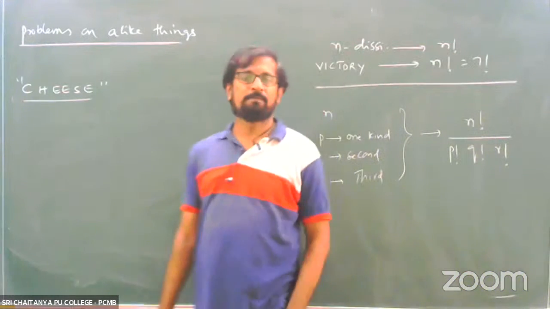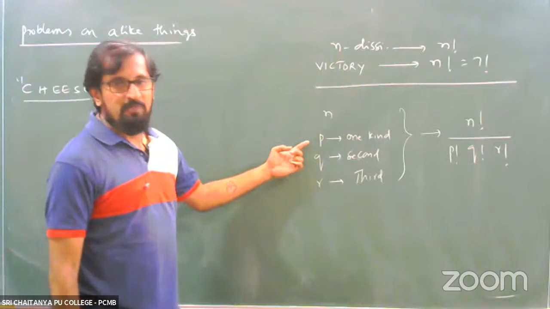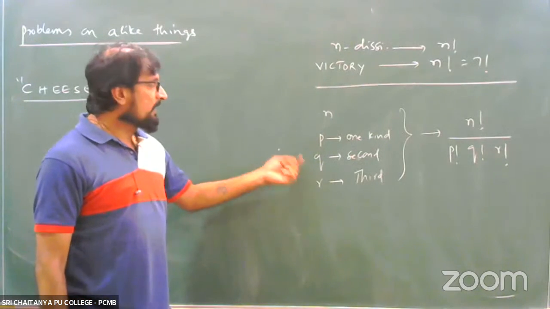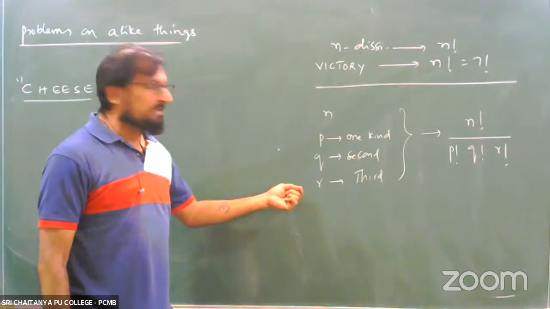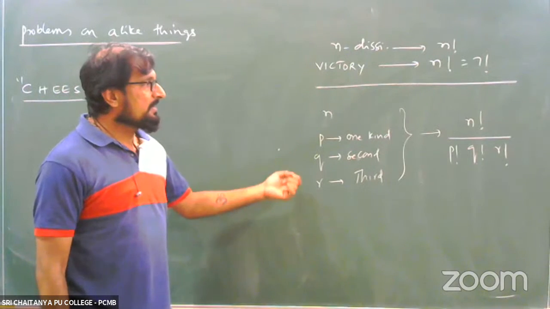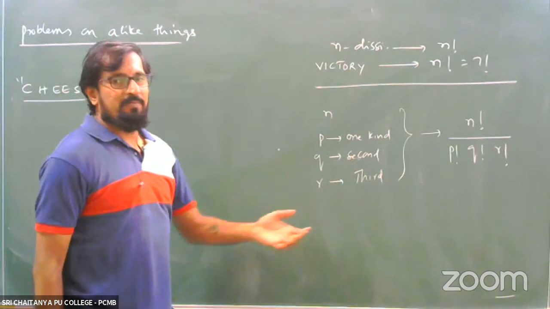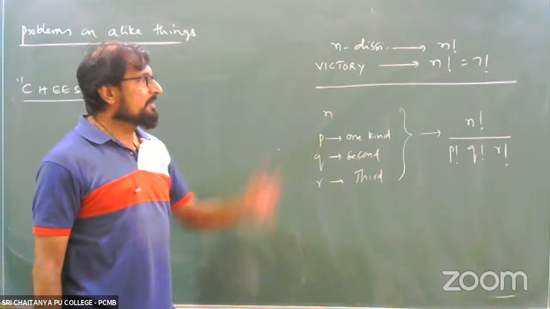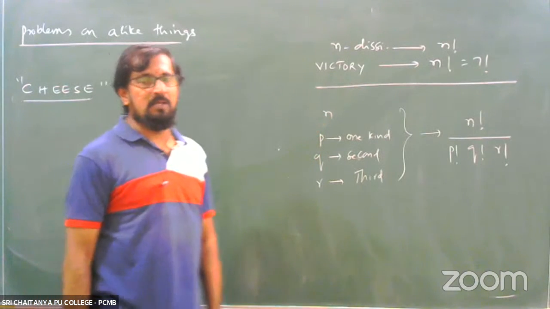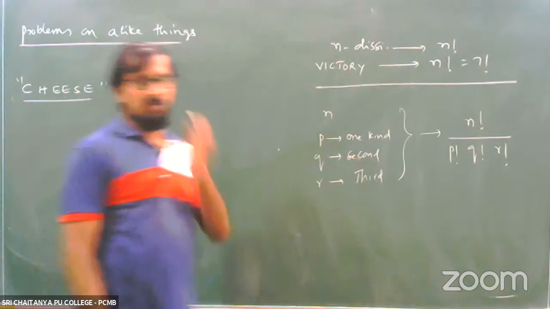Among n things, if p things are of one kind, q things are of second kind, r things are of third kind, then the total number of arrangements required is equal to n factorial by p factorial into q factorial into r factorial.